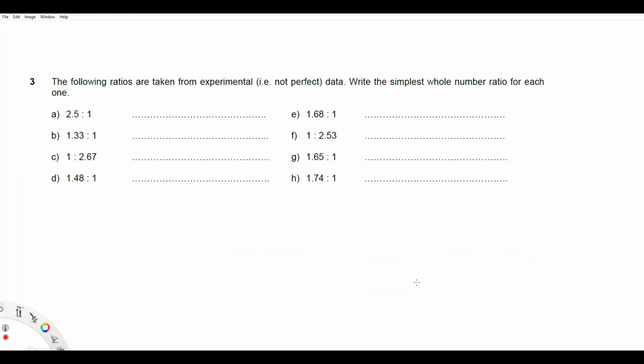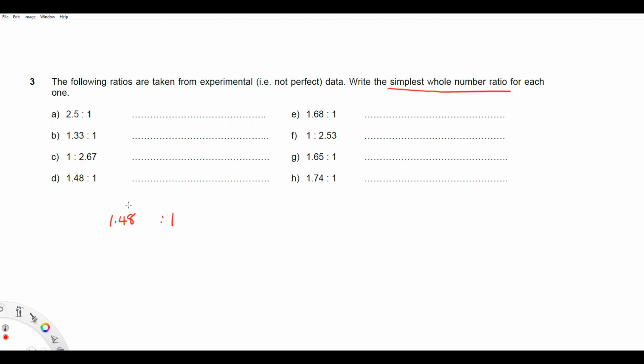So before I get you to do empirical formula worksheet 1, I just wanted to go through how to tackle these sorts of questions on question 3. What you have to do is convert these to the simplest whole number ratio. So let's take an example such as this one here, 1.48 to 1.